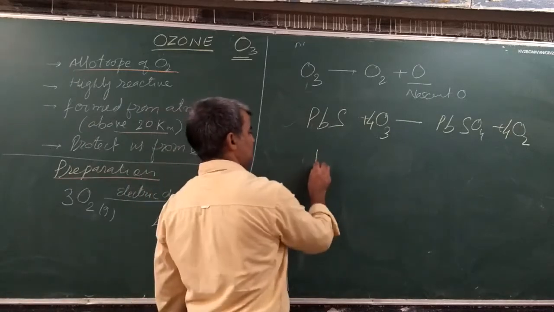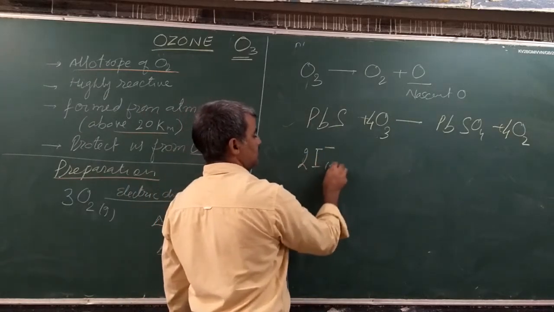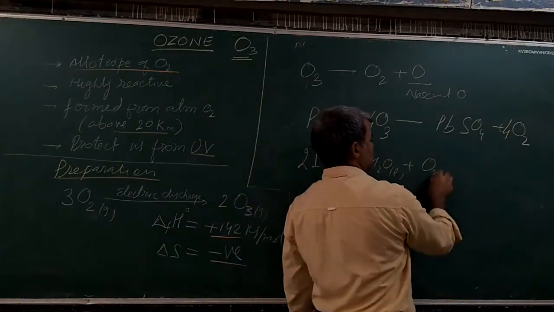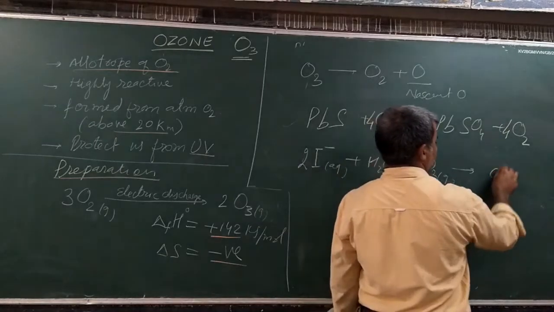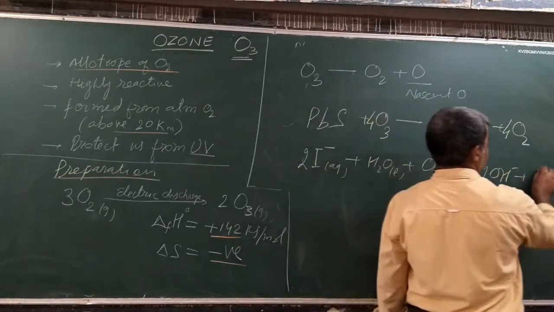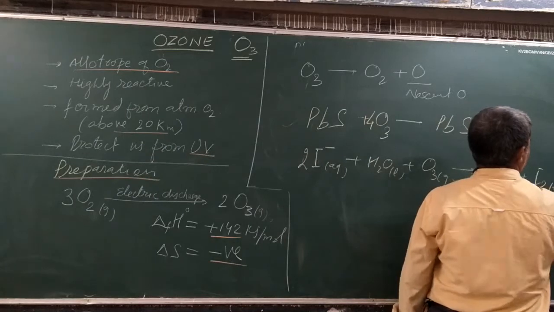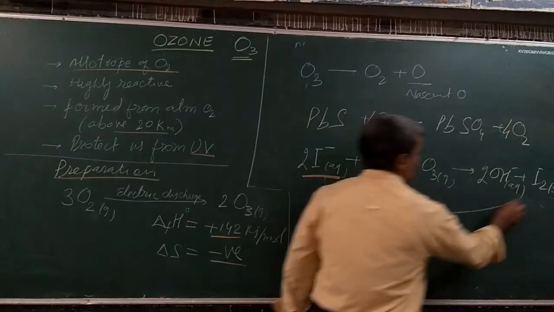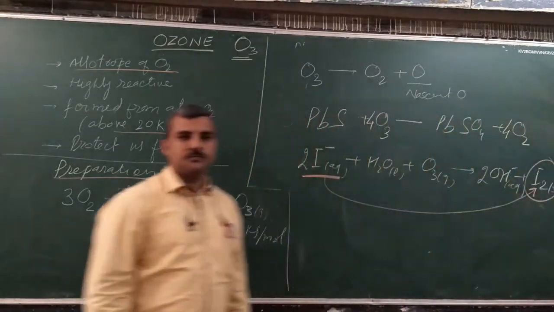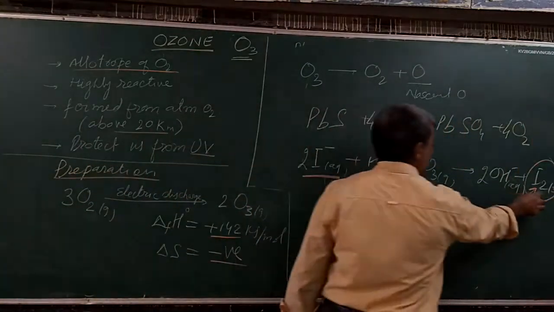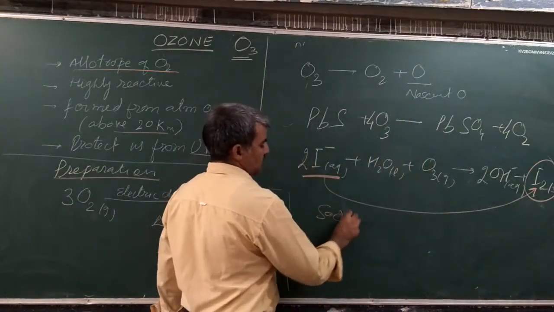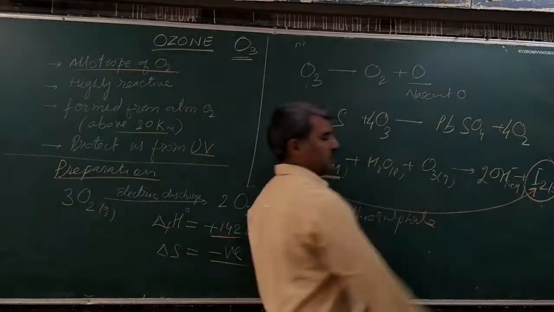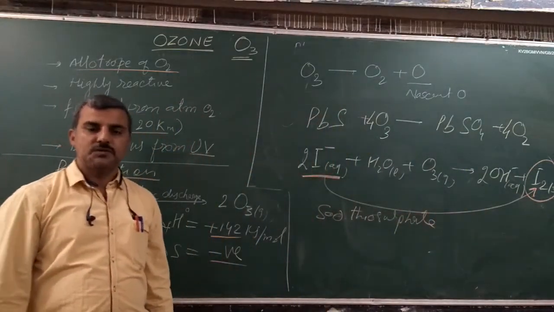Other than this, potassium iodide is also oxidized, from iodide to iodine solid, plus oxygen. See here, iodide is oxidized to iodine. That iodine we can titrate with sodium thiosulfate, and we can determine ozone quantitatively.